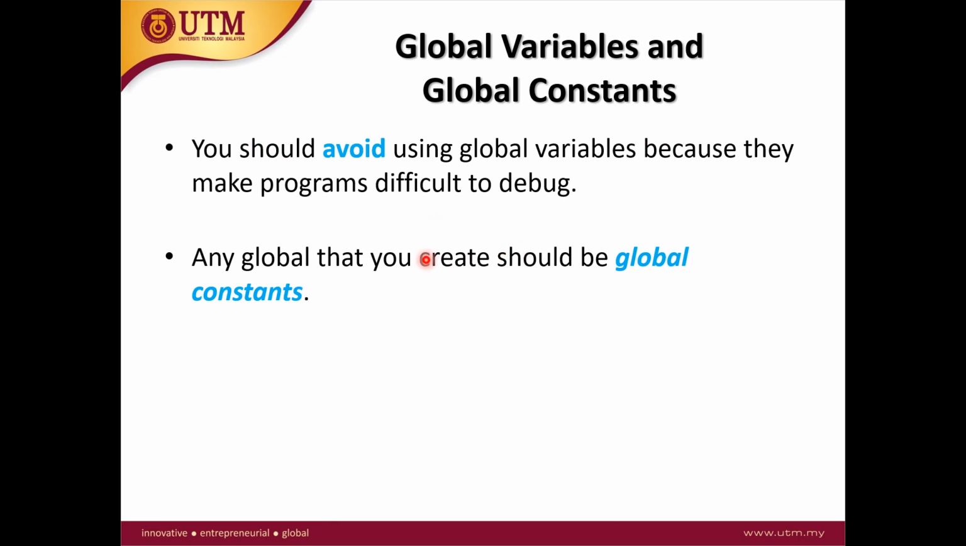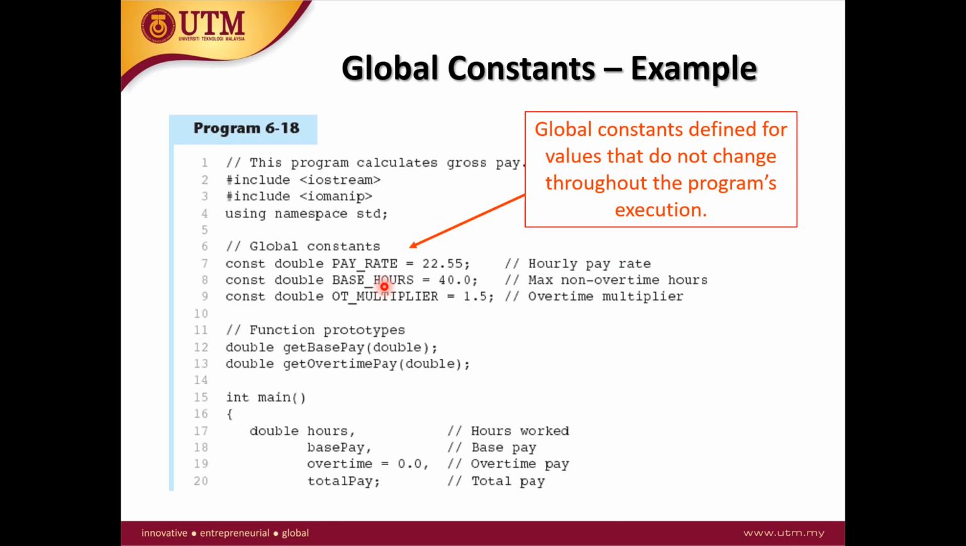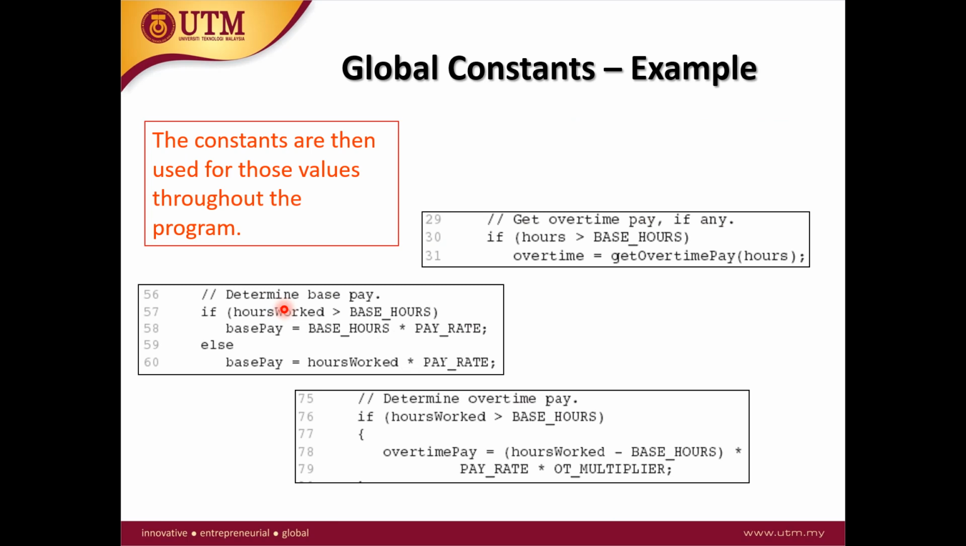There is a suggestion which says you should avoid using global variables because they make programs difficult to debug. You may mess up your program, and you can't control it very much. Any global variable that you create, you should make a global constant. Those variables are used by your entire program and their values are not going to be changed, and they can be used in every single statement inside any function of your program.